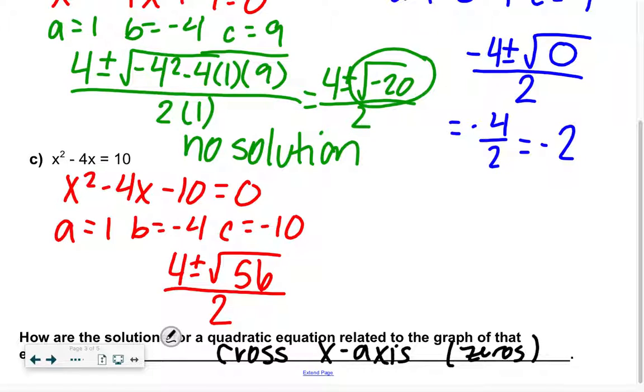So if our answer is no solution, how many times do you think it crosses the x-axis? 0. If we get one solution, how many times does it cross the x-axis? And if we get 2, it crosses twice.